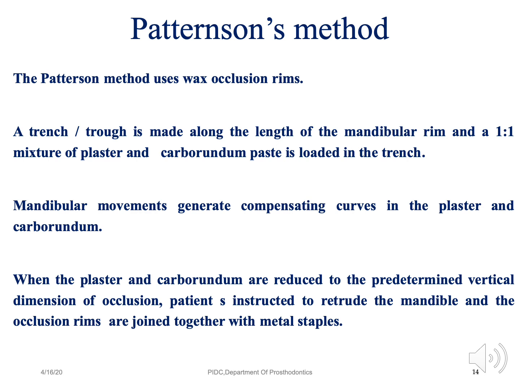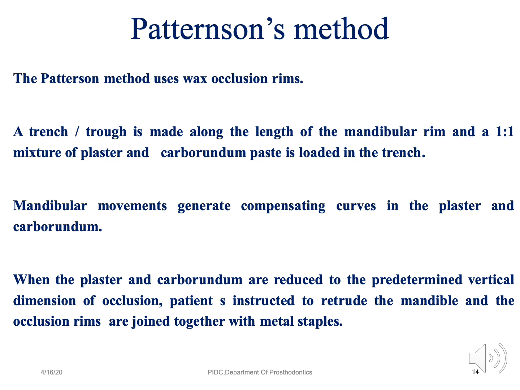This generates a compensating curve in the plaster. When the plaster and the carborundum are reduced to a predetermined vertical dimension of occlusion, because you have already done the vertical dimension of occlusion, you ask him to do the laterusive and protrusive movements, and as it gets corroded, as the plaster and the carborundum get their shape and come to a specific vertical dimension of occlusion which you have already recorded, the patient is instructed to retrude the mandible, and the occlusal rims are joined together with metal staples.